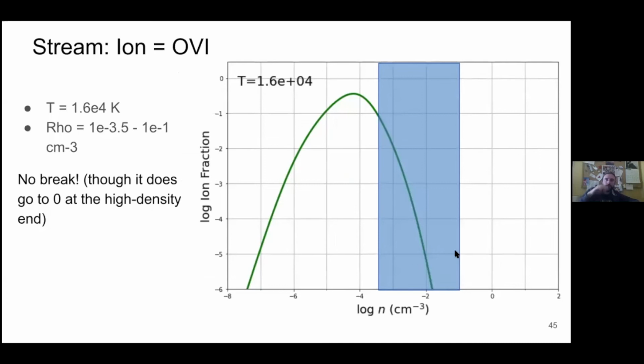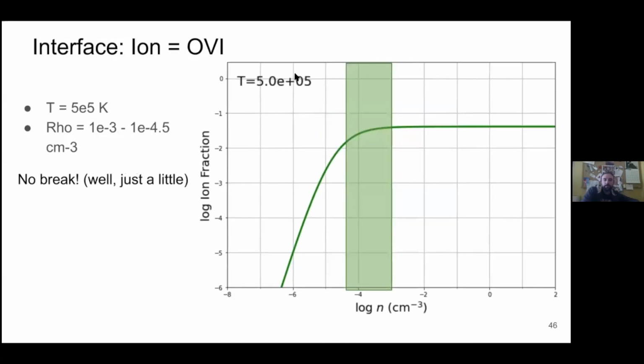And so, for example, looking at the stream, the ion is oxygen 6. Here's the characteristic temperature we tagged for the stream. At this temperature, here's what oxygen 6's fraction looks like. And so if you look at this and you say, okay, the blue box is the characteristic densities of the stream, this is decreasing from about 10% to about 1 part in 10 to the 6, but it doesn't have any power law break. This is a nice straight line almost within this region. And so we can think about the stream as being a power law with density.